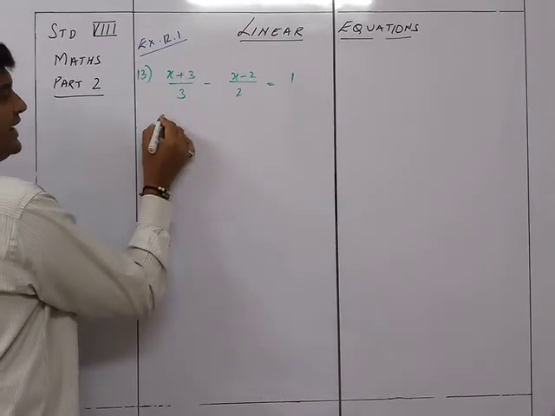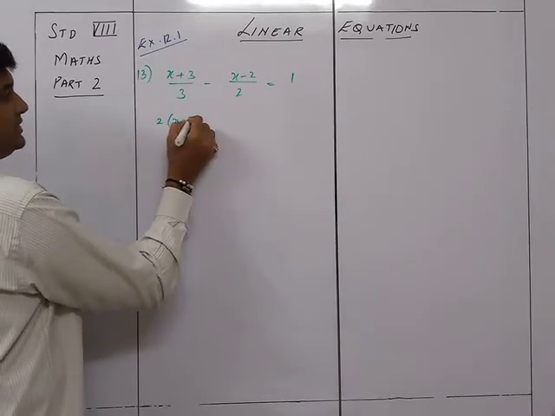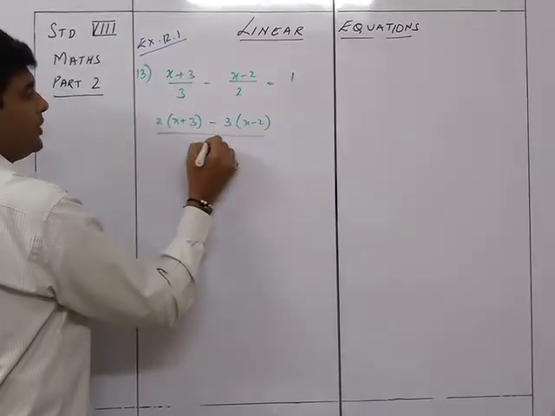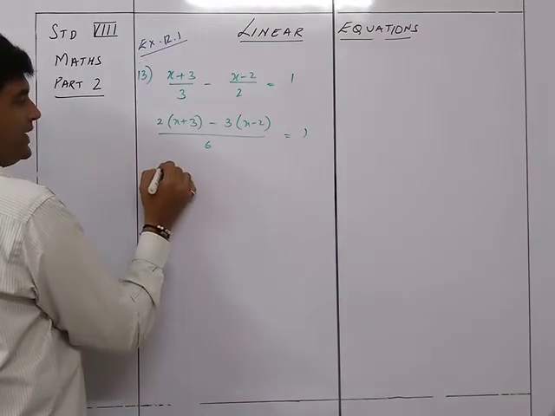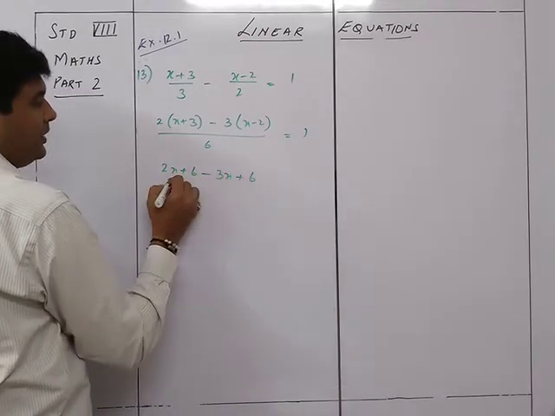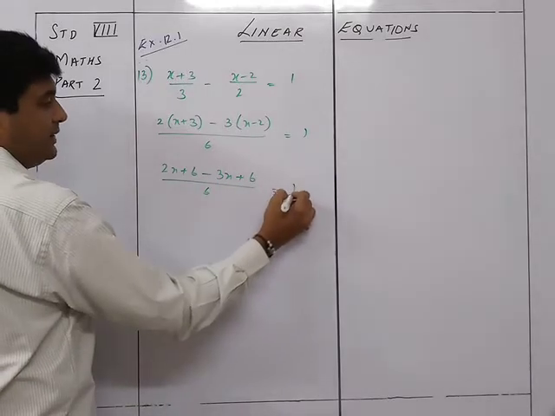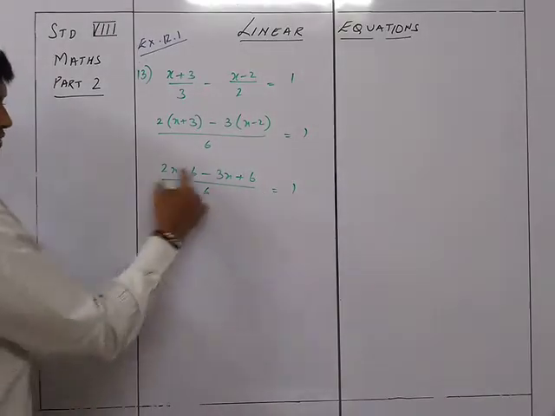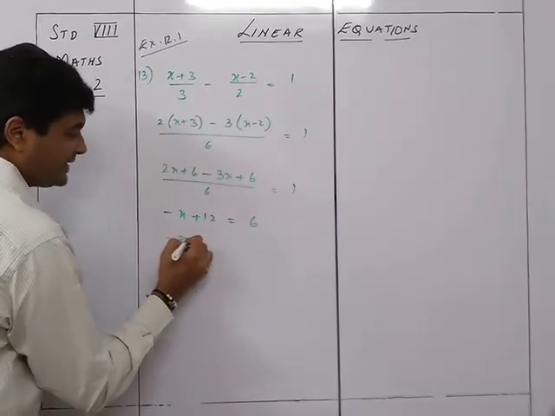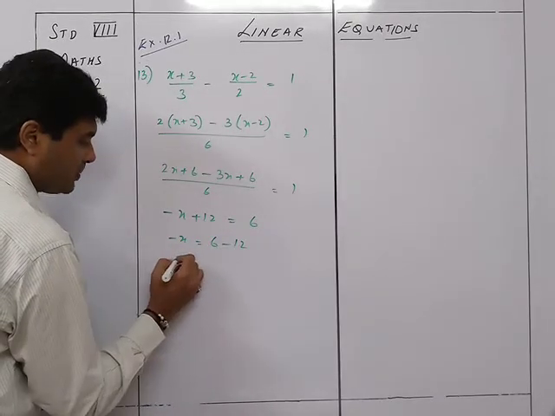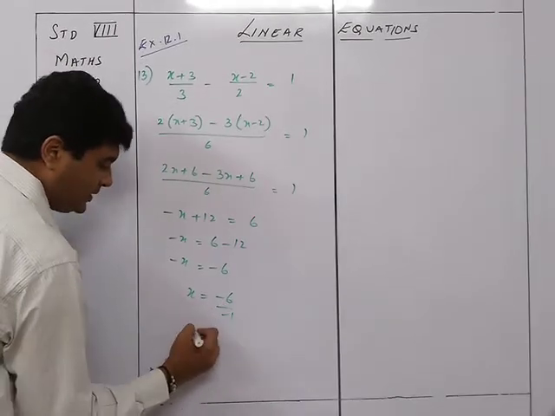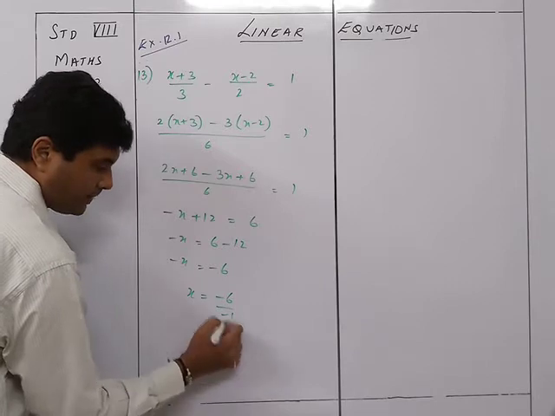So you're going to take this as 2 into bracket x plus 3 minus 3 into bracket x minus 2, the whole upon 6 is equals to 1. So you get 2x plus 6 minus 3x plus 6 upon 6 is equals to 1. Bring the 6 over here to make it 6. So this will become minus x plus 12 is equals to 6. So minus x is equals to 6 minus 12. So minus x is equals to minus 6. So x is equals to minus 6 upon minus 1. So x is equals to 6.